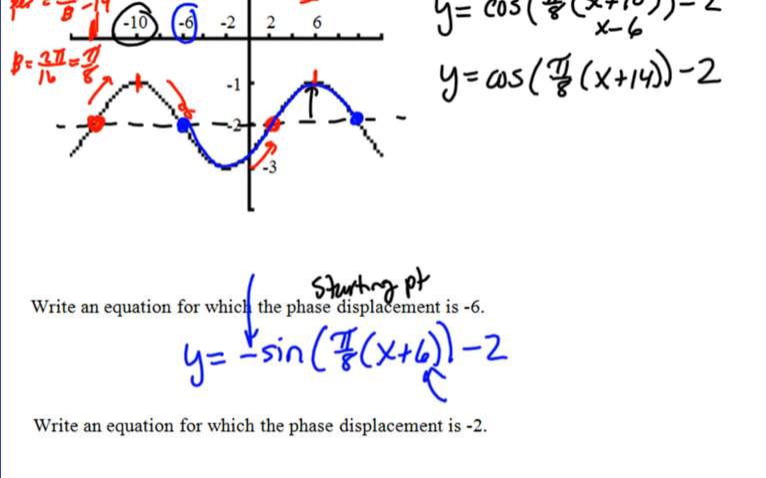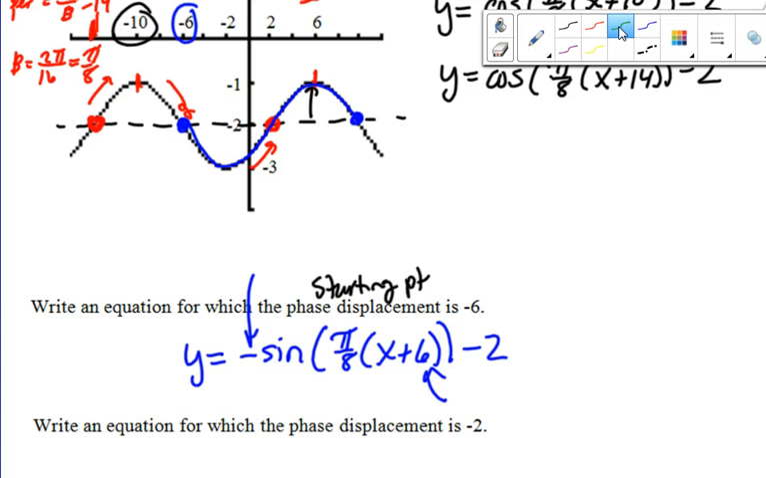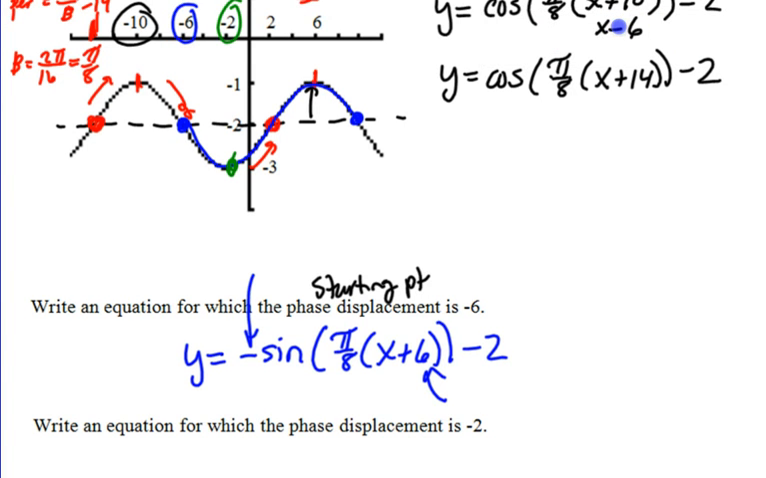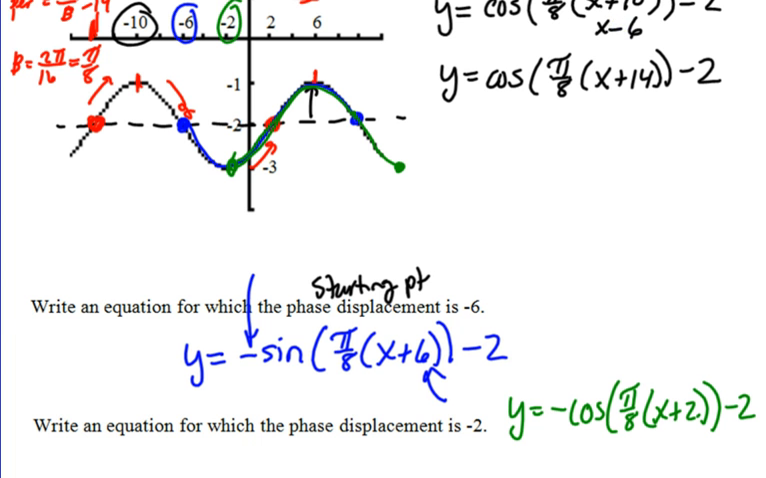Now, what about for which the phase displacement is negative 2? Let me get a different color here. So we're saying, what if I wanted to start here where x is negative 2? Well, this would be an upside down cosine cycle. So I would do the same thing, only I would say y is equal to negative cosine pi over 8 times x plus 2 minus 2. So I can use any one of my critical points to be a starting point of the cycle. You have to recognize whether it's cosine or sine, and whether it's right side up or upside down.